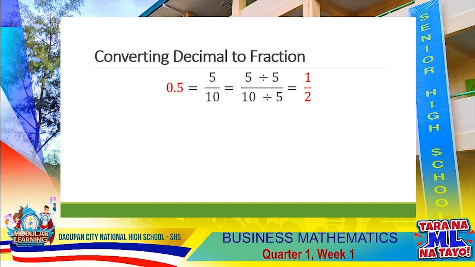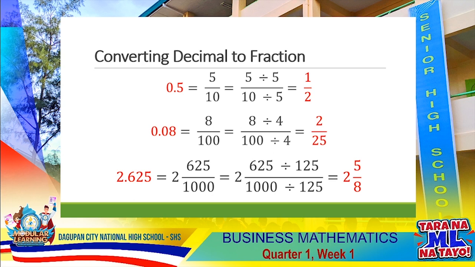To convert a decimal to a fraction, consider first the place value of the rightmost digit in the decimal. Use that place value to determine the denominator of the required fraction. In this example, 0.5, 5 is the numerator, 10 is the denominator, since the rightmost digit of 0.5 is in the tenths place.